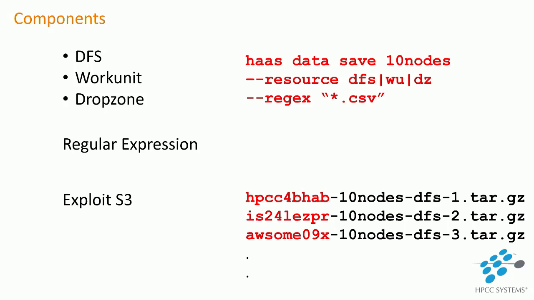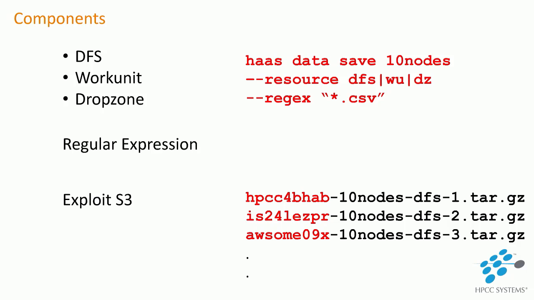The way that we do this is, we allow the data save to save any logical file in your distributed file system, or we also save work units because we sometimes want to restore those work units, and we also save any files that you may have uploaded into your drop zone. So what you do is you pick the resource that you want to use. You say HaaS data save, and then you give it a resource name, a name of an S3 object that you're going to save it to or restore it from, and then you decide what resource you want to use. We allow you to use a regular expression, so you don't have to save every file that you have in your DFU.